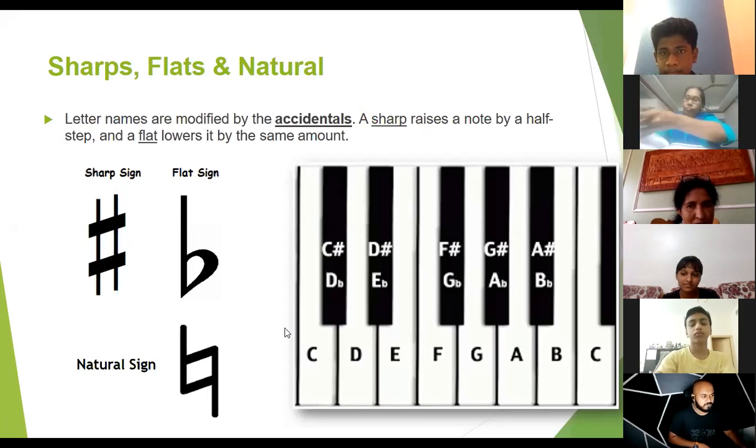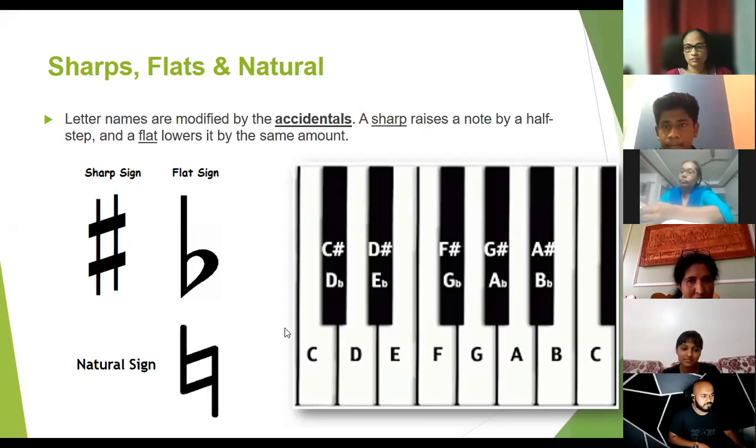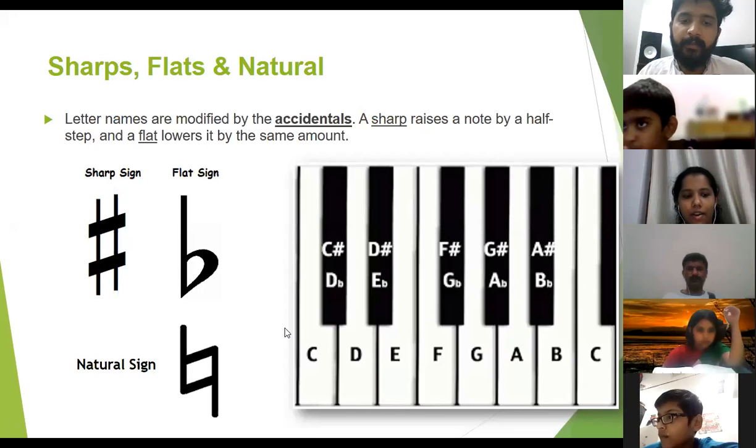Sorry for that. Sharp is a half note above a particular note, so it goes one half note up. Flat goes one half note down. And what does a natural symbol do? It cancels both sharp and flat. Yes, exactly.